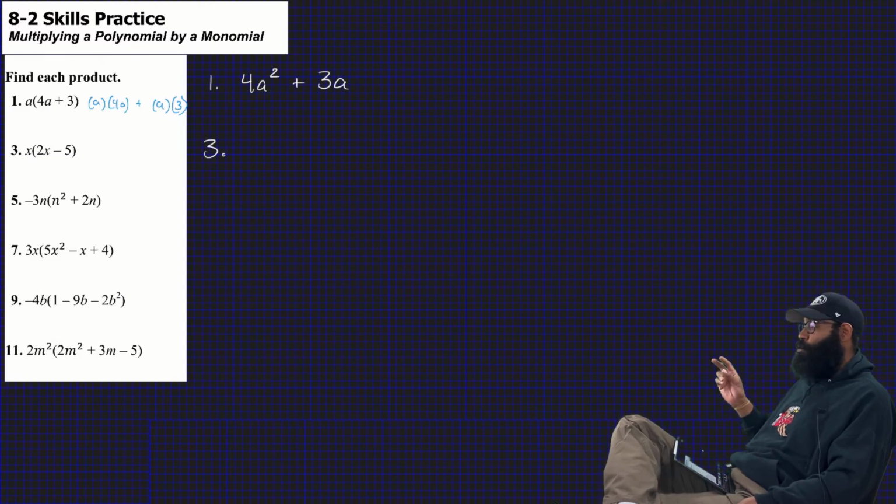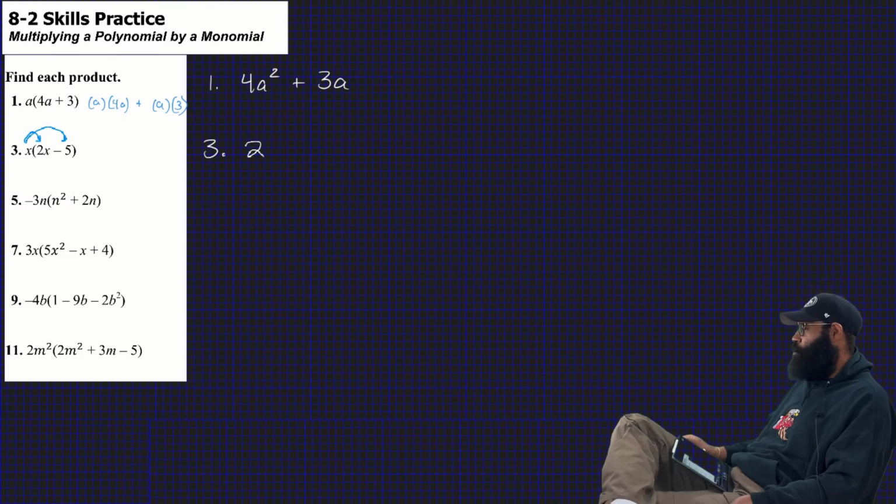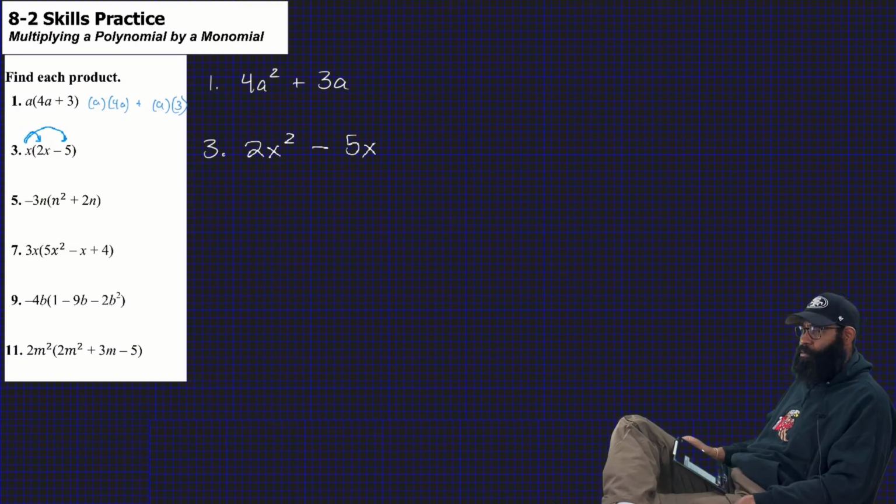Got it. Number 2. Number 3, we're doing the odds first. x times 2x, I like my arrow, so distributive property. And x times negative 5, so boom, bang, pow. 2x squared minus 5x.